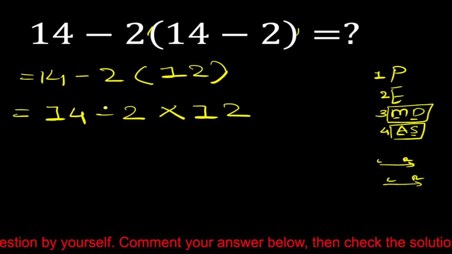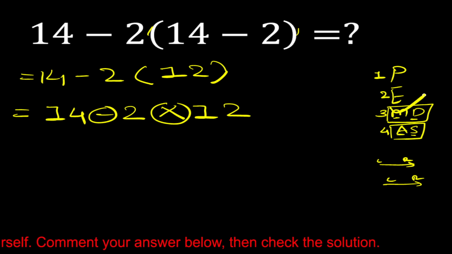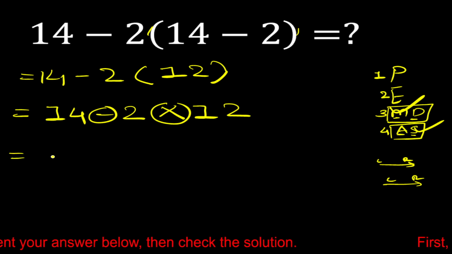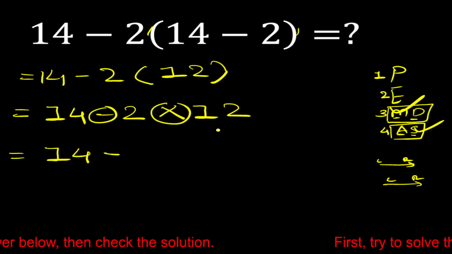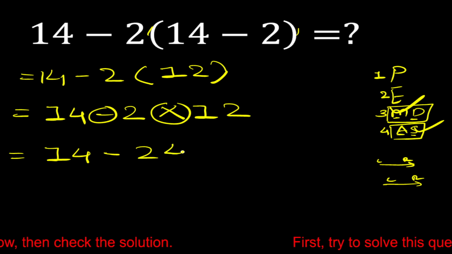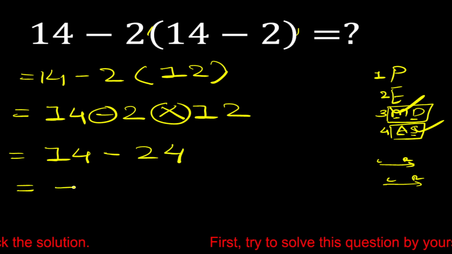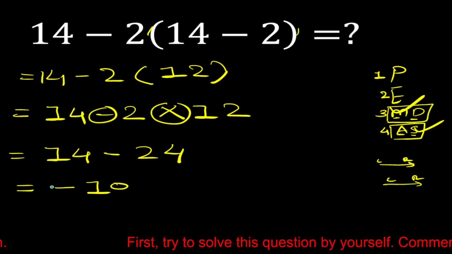Okay, so now here is subtraction and here is multiplication, so multiplication comes first, then we have to solve subtraction. Okay, so is equal to 14 minus, now 2 multiply 12 equal to 24, so is equal to 14 minus 24 is equal to minus 10. So the correct answer is minus 10.